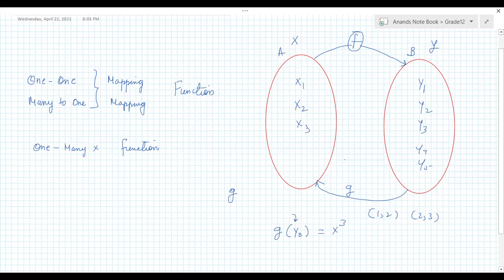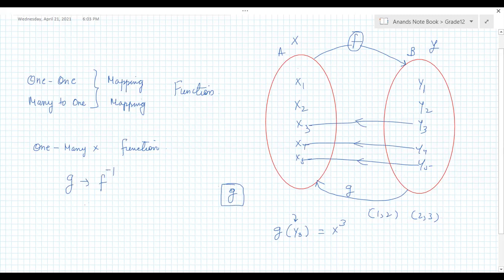Are you able to follow this, guys? Yes. Every input you give to g, he is going to give you the corresponding pre-image. If g satisfies this, g is the inverse. So we say g is f inverse.